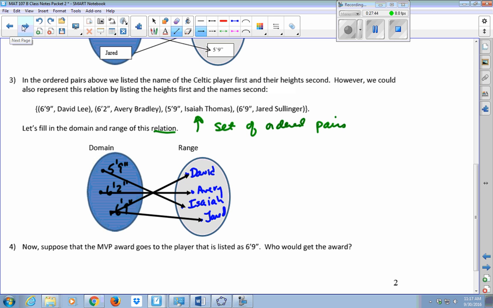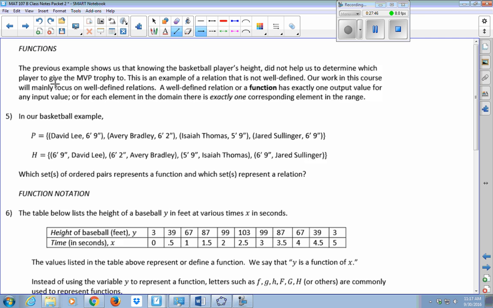Okay. So let's take a look at the next thing. We are now going to define the concept that's critical to the rest of the course called functions. So you want to read this for us, Molly?